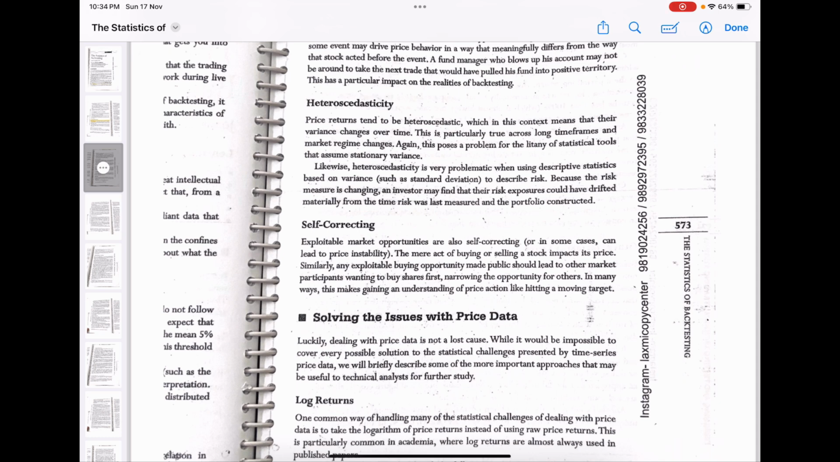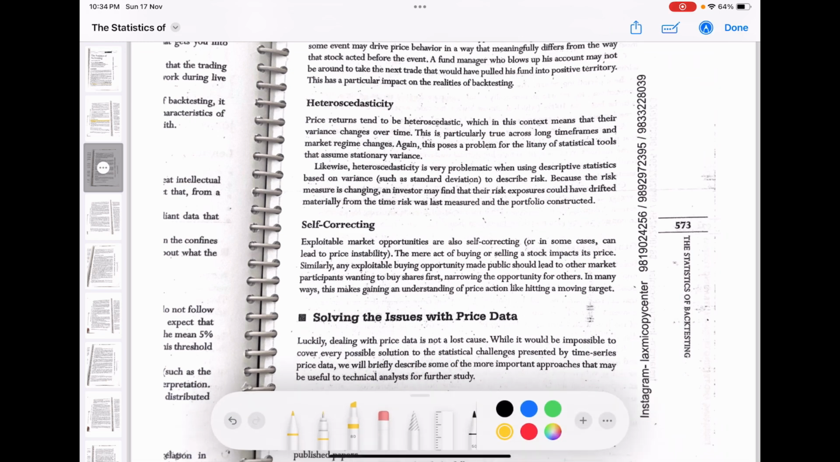Now let's talk about heteroscedasticity. Now heteroscedasticity also we saw in the statistics chapters, right? So price returns are usually heteroscedastic, which in this context means that their variance changes over time. So we know that the variance keeps changing over time, right? Especially across long time frames and market regime changes. Again, this poses a problem for a litany of statistical tools that assume stationary variance. So if you assume that the variance is going to always stay as it is and it's always going to be stable, then you will be wrong, right? Because price returns are usually heteroscedastic.